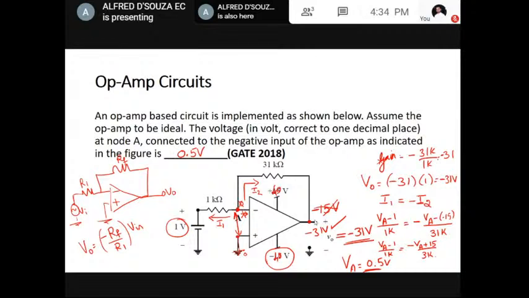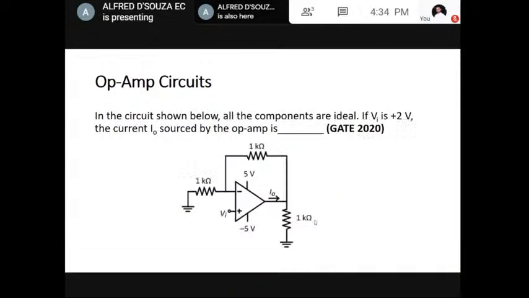Similar to this, many questions were asked in previous GATE examinations as well. So if you know this concept, it is very good. Let us take the next question.